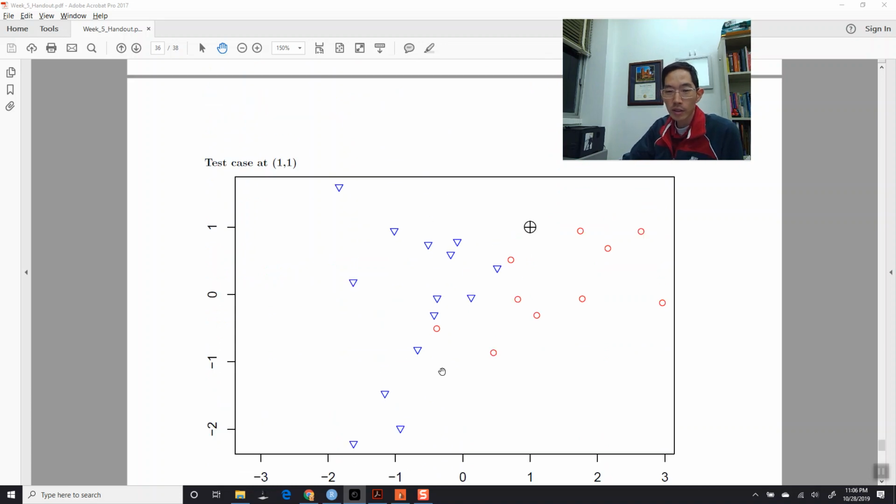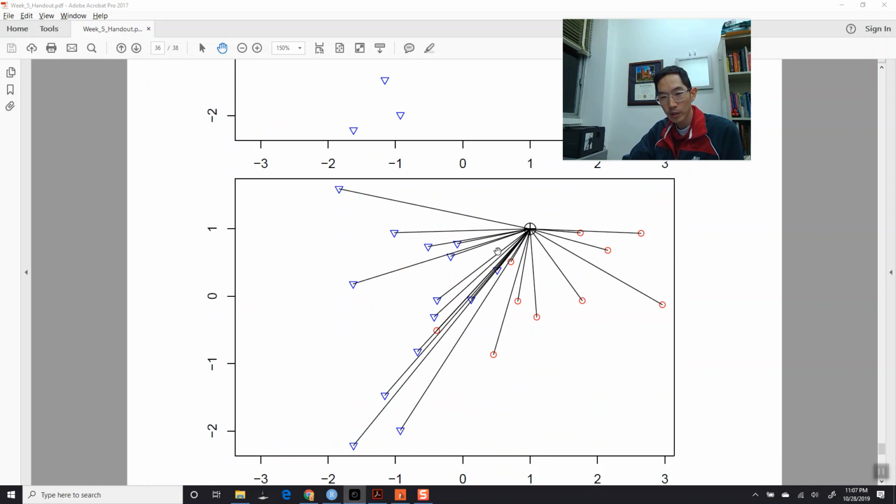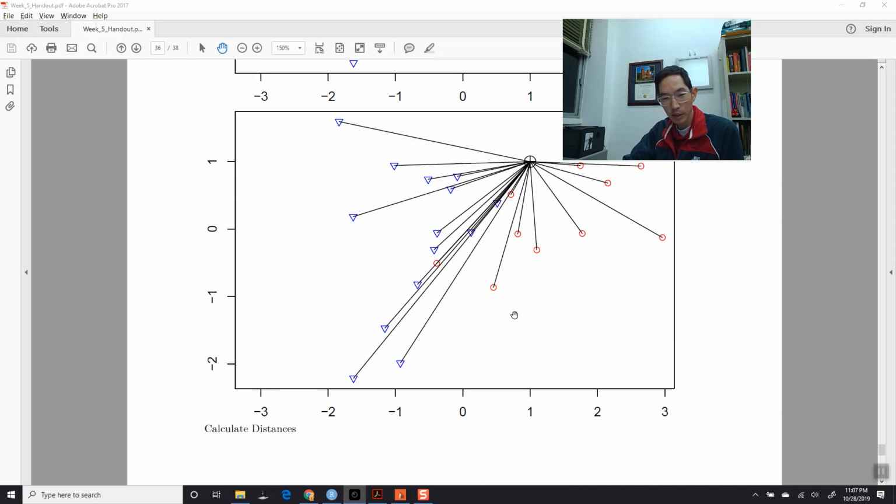Okay, here's another test case. I'm going to put the observation test case at 1, 1, right here. And again, we calculate the distance to every single other data point. Visually we can say, well, this one's the closest, and then maybe this one and this one, or something like that.